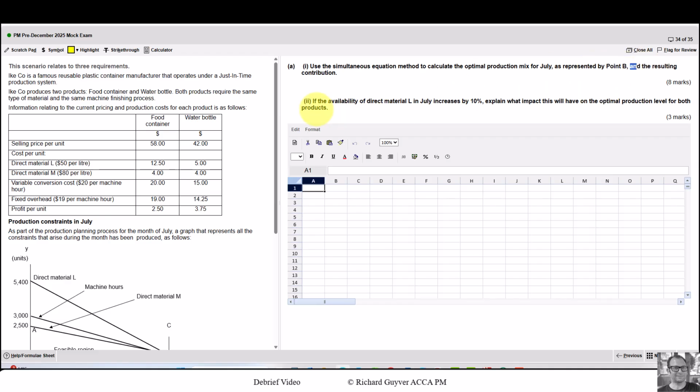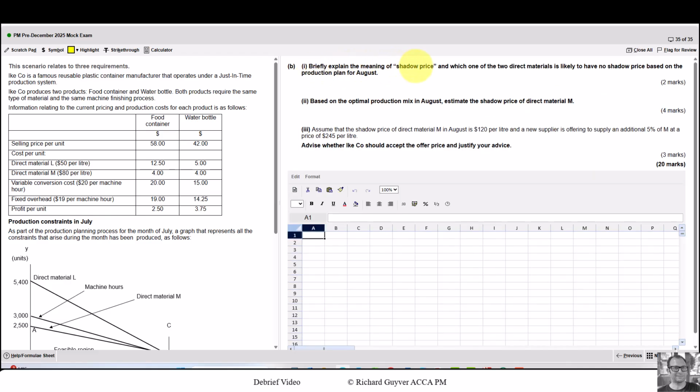That's 8 marks. And then for 3 marks, if the availability of direct material L in July increases by 10%, explain the impact that will have on optimal production level for both products. And then briefly explain the meaning of shadow price and which one of the two direct materials is likely to have no shadow price based on the production plan for August. Previous question was asking about July, so make sure we're looking at the right part.